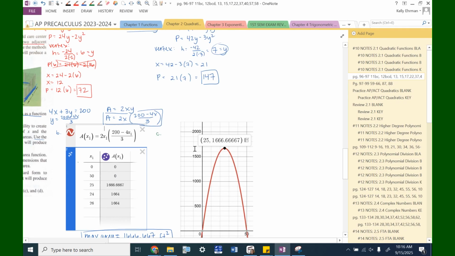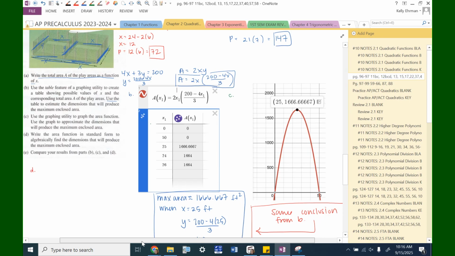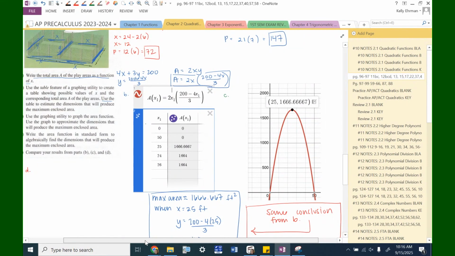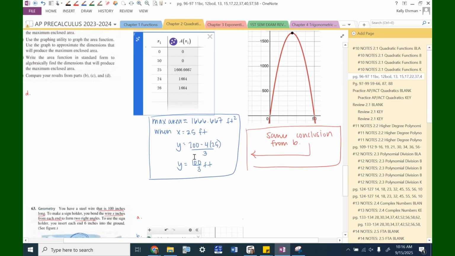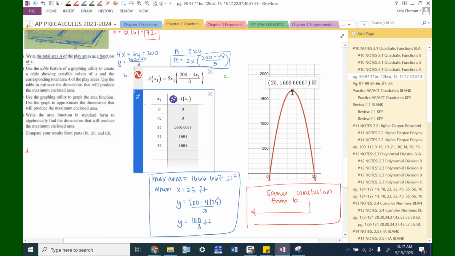All right, so I left my answers up here then. For part B, it says use the table to estimate the dimensions that will give you the max area. So here's the max area. The dimension for x is 25. Remember, you can calculate y by doing 200 minus 4x over 3, and that comes out to 100 over 3 feet. And then part C was just graph, which I already did, and find the vertex that way. So same conclusion.